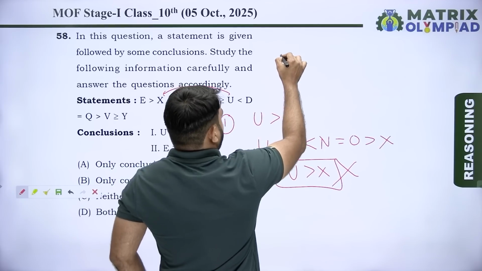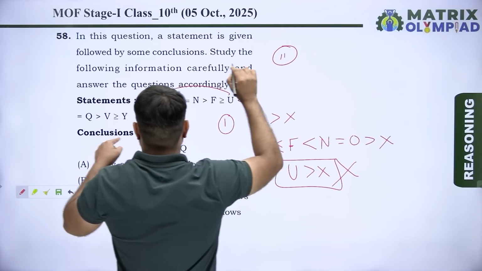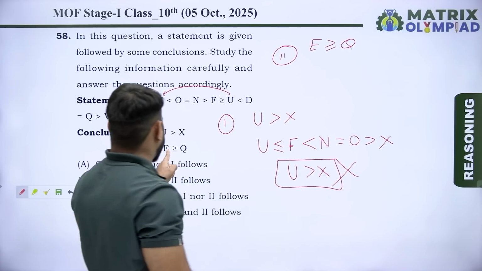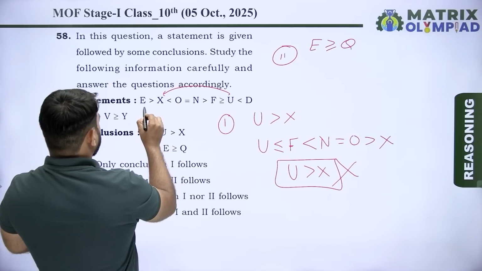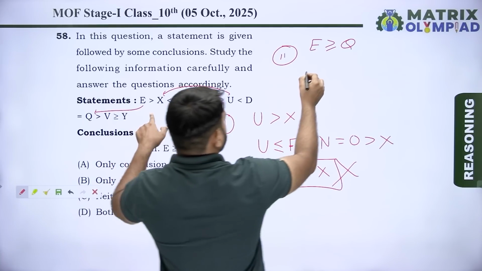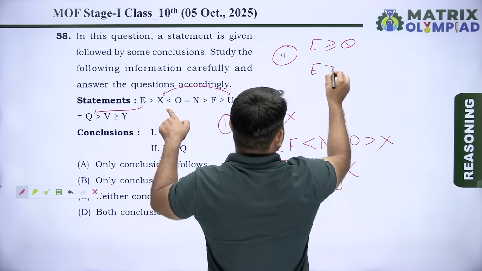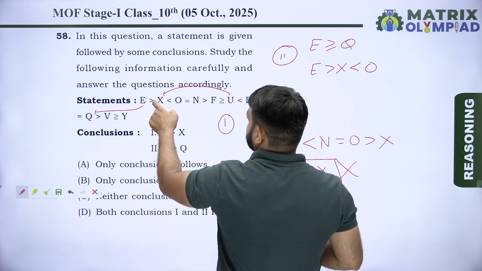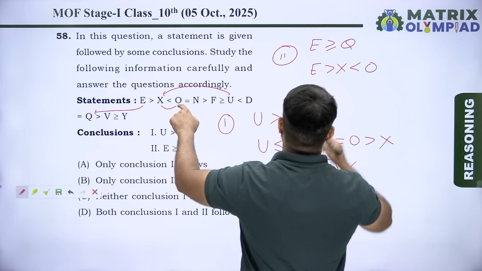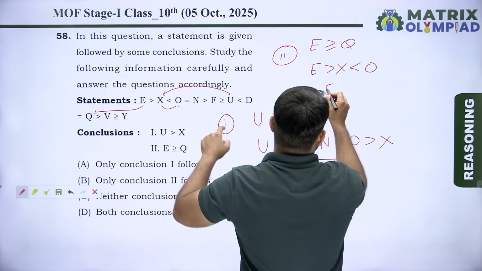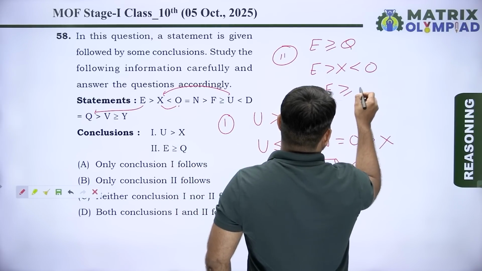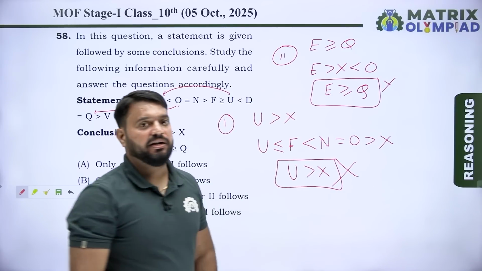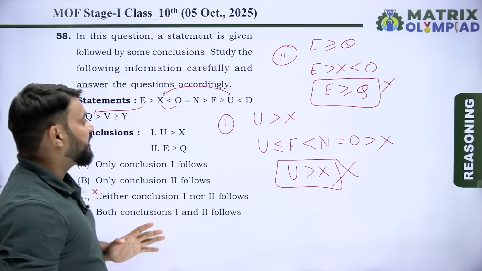Now according to the second conclusion, E is greater than or equal to Q. So it means E is greater than X but less than O. E is greater than X but less than O. It means E is not greater than or equal to Q. So the second conclusion is also definitely false.